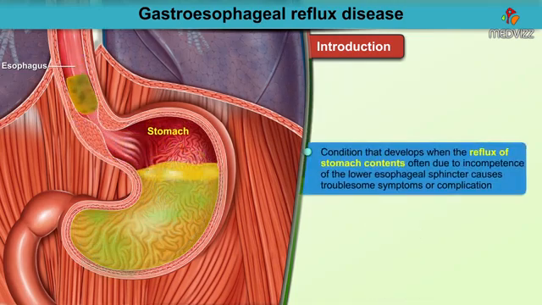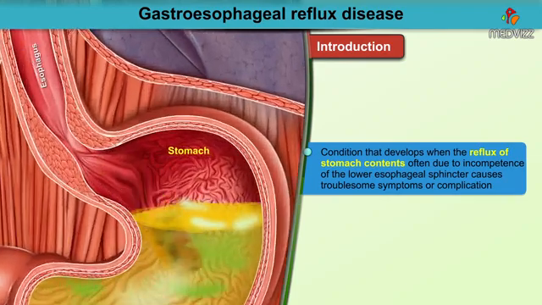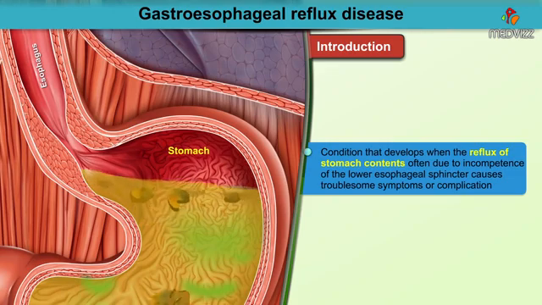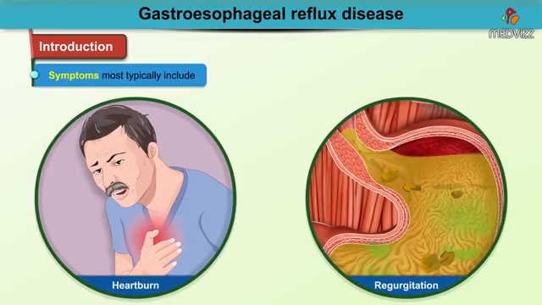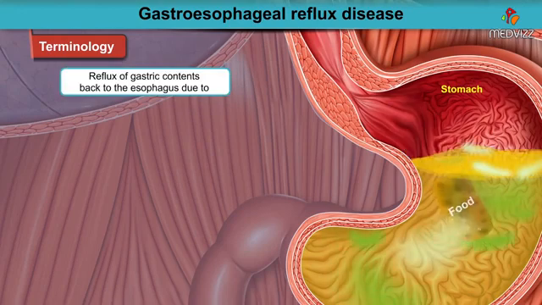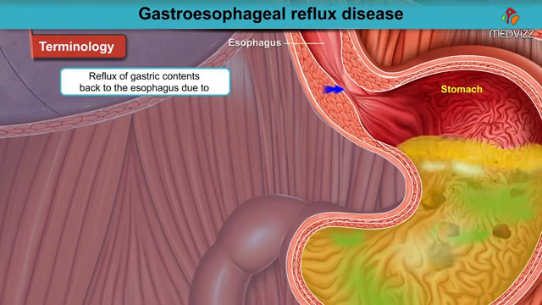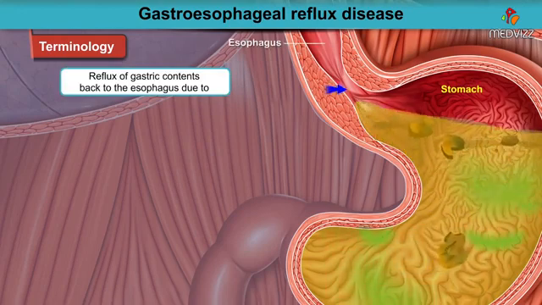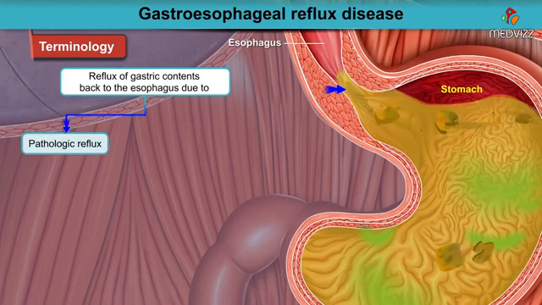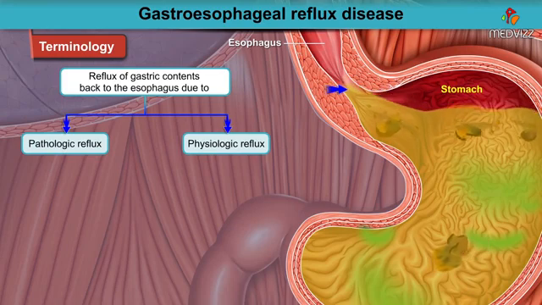GERD is a condition that develops when the reflux of stomach contents causes troublesome symptoms or certain complications, often due to incompetence of the lower esophageal sphincter. Symptoms most typically include heartburn and regurgitation. When we talk about reflux of gastric contents back into the esophagus, it is not always that the reflux is pathologic, as some degree of reflux is physiologic too.